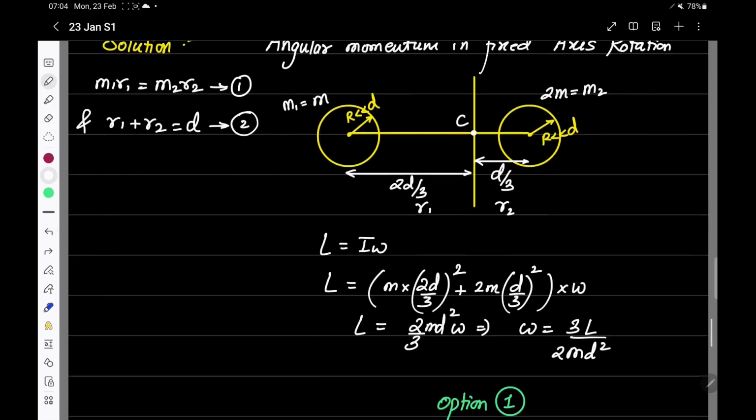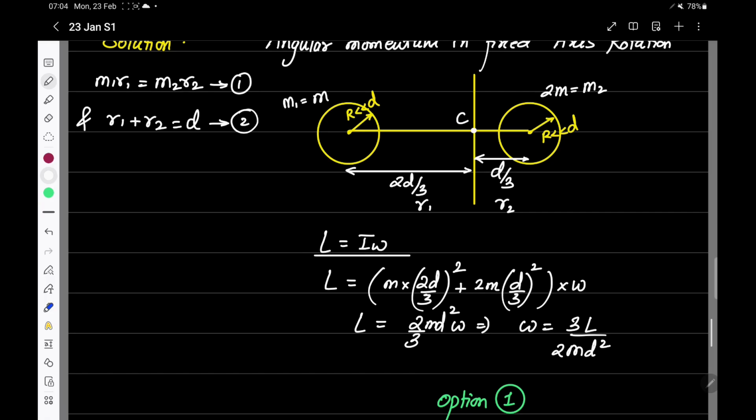Then, angular momentum for fixed axis rotation: if a body is rotating about a fixed axis, angular momentum is simply I omega. Since they told us these are point masses, I'll consider the radii of the bodies very small compared to d. So the moment of inertia about this point will be simply m1 r1 square plus m2 r2 square. I substitute the values of m1 and m2, and L is equal to I omega.